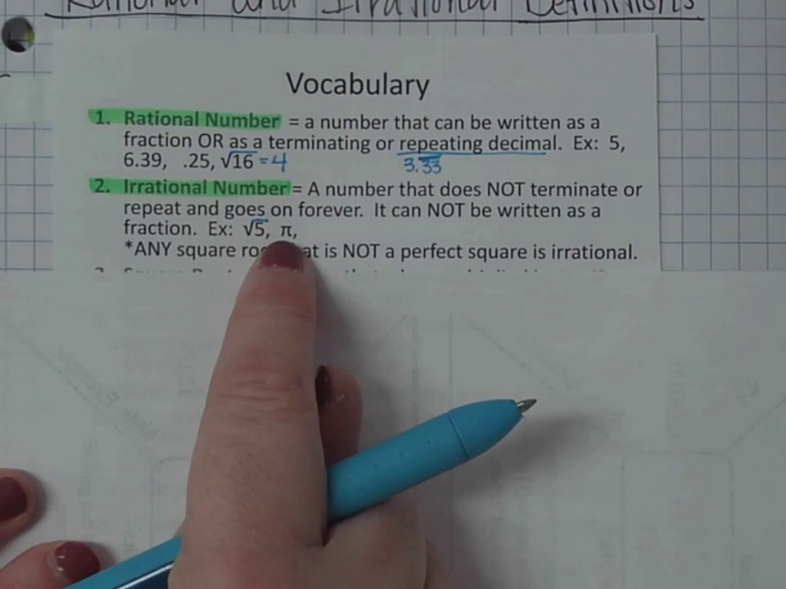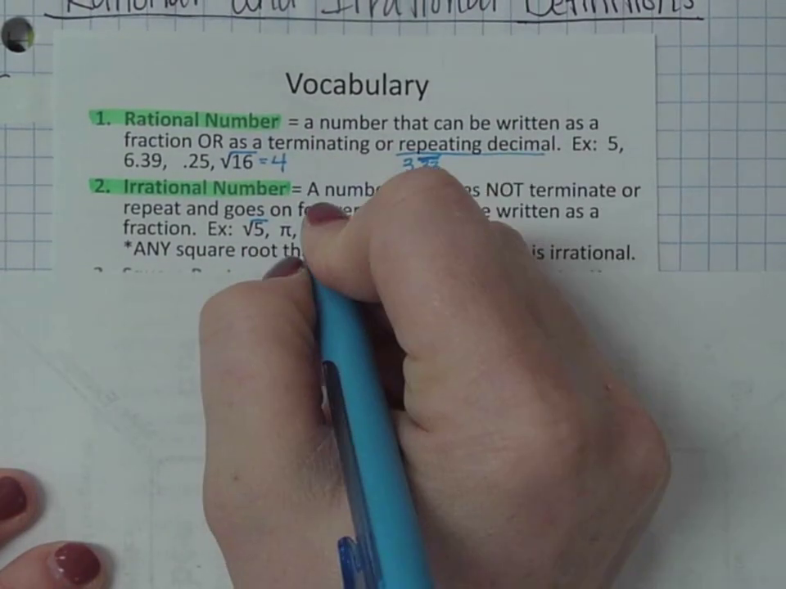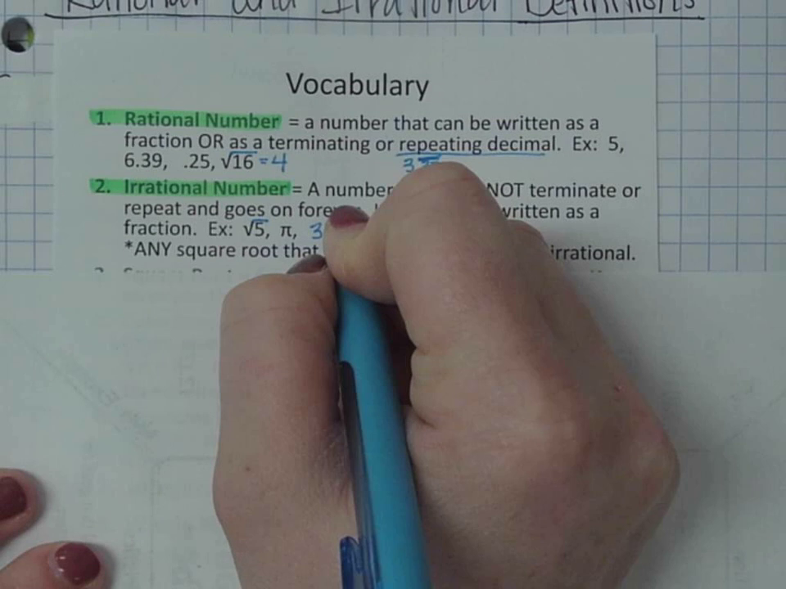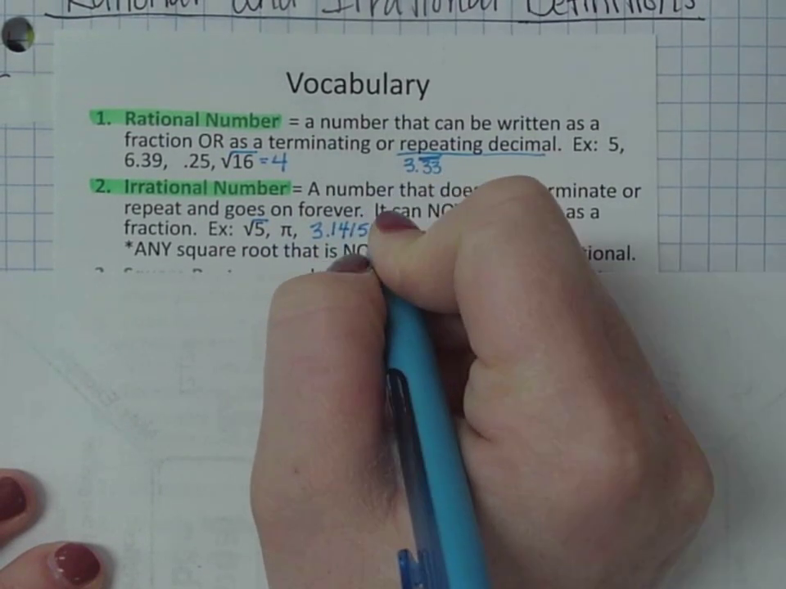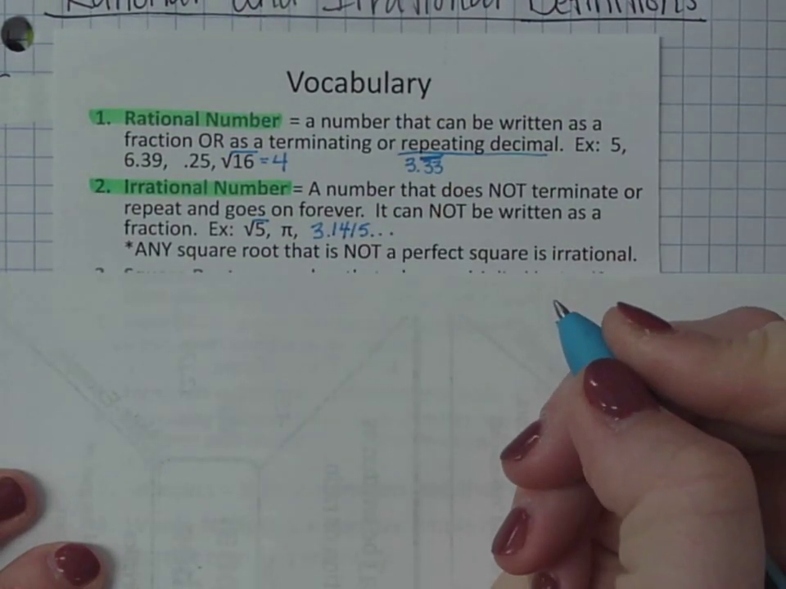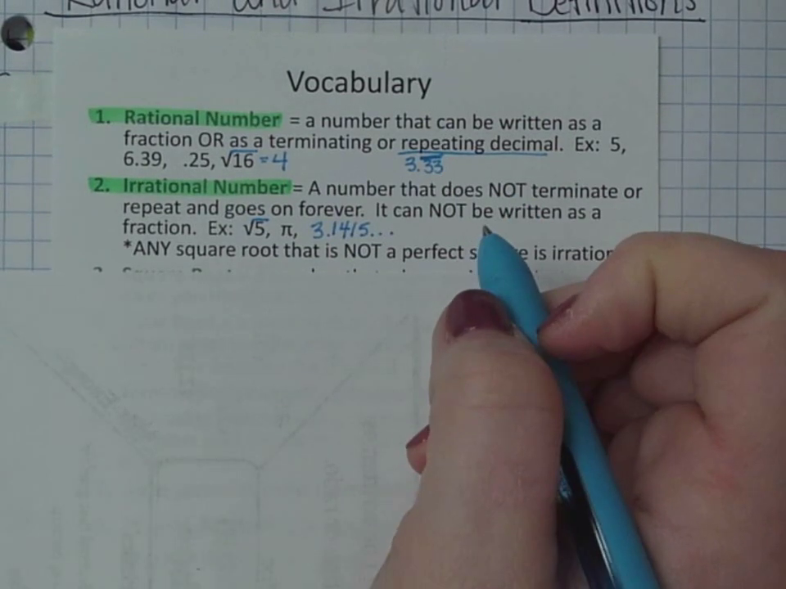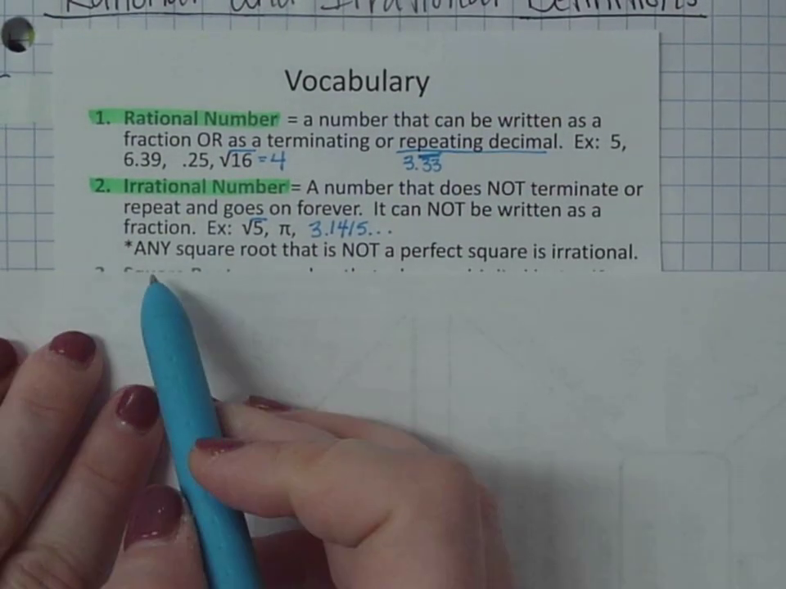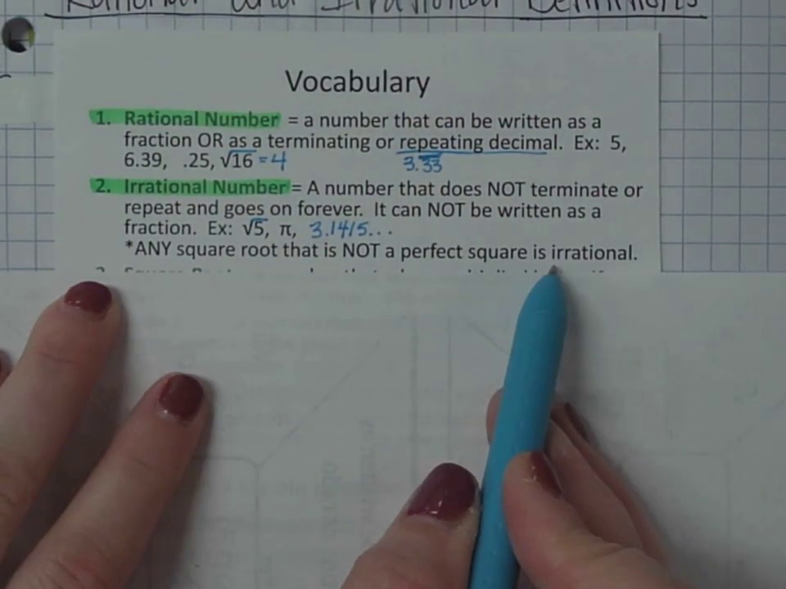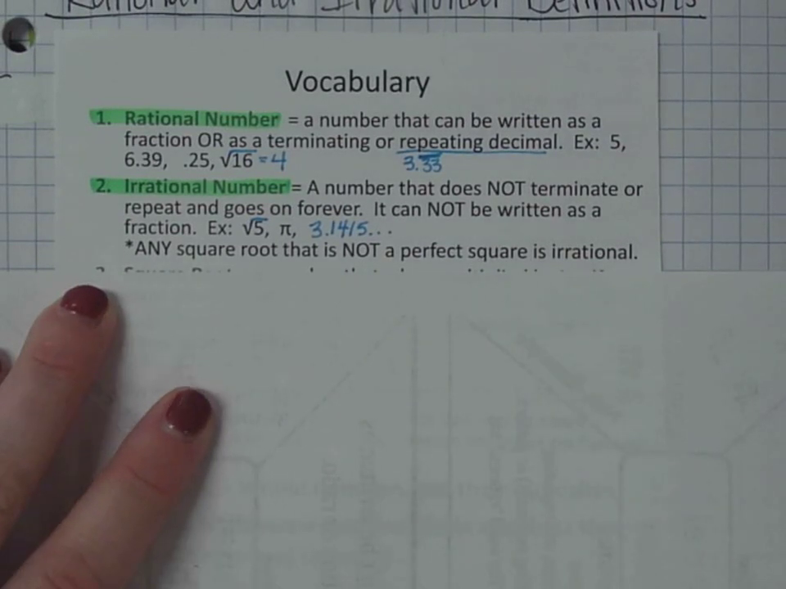Pi, if you think about 3.14, it's 3.1415... It just keeps going. And there's no pattern to it. It does not repeat. You would have to memorize every single number. And then any square root that is not a perfect square is irrational.